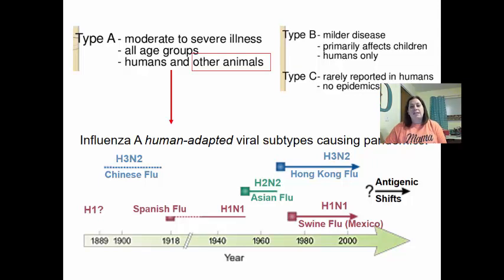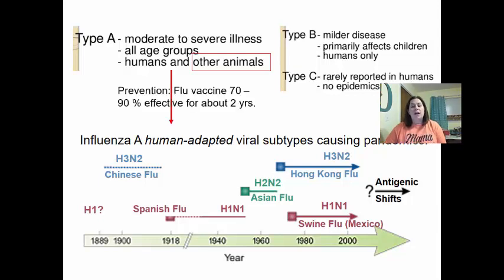Now, type B is a milder disease. It primarily affects children, and it's only found in humans, so it does not come from other animals. Whereas type A, from other animals, we see it could come from pigs or birds. Type C is rarely reported in humans, so there are no epidemics on record for type C.